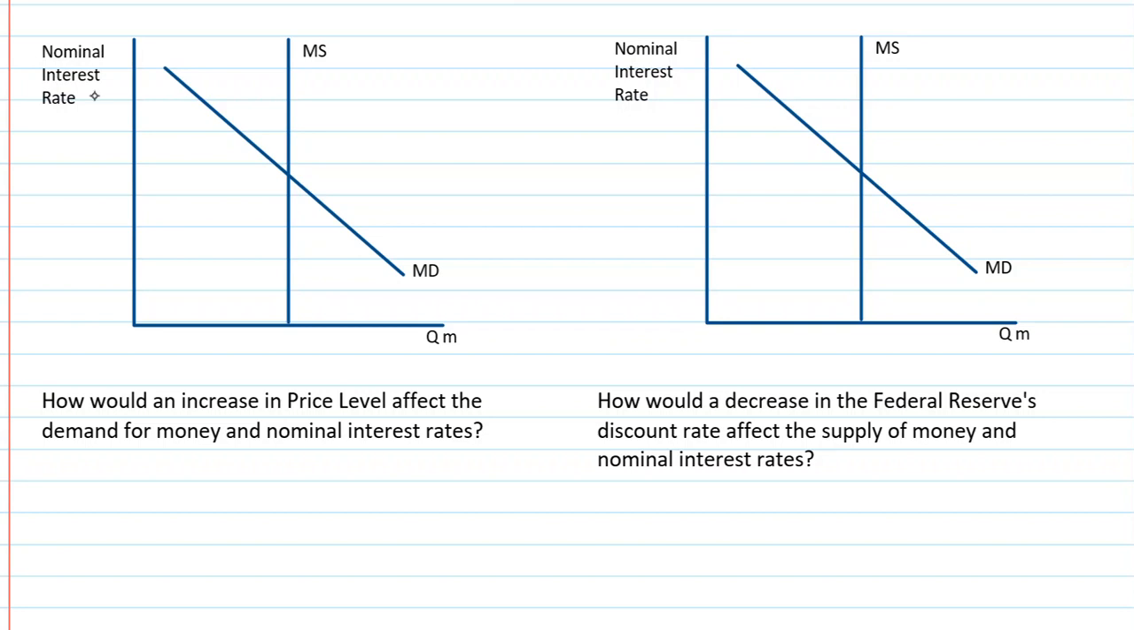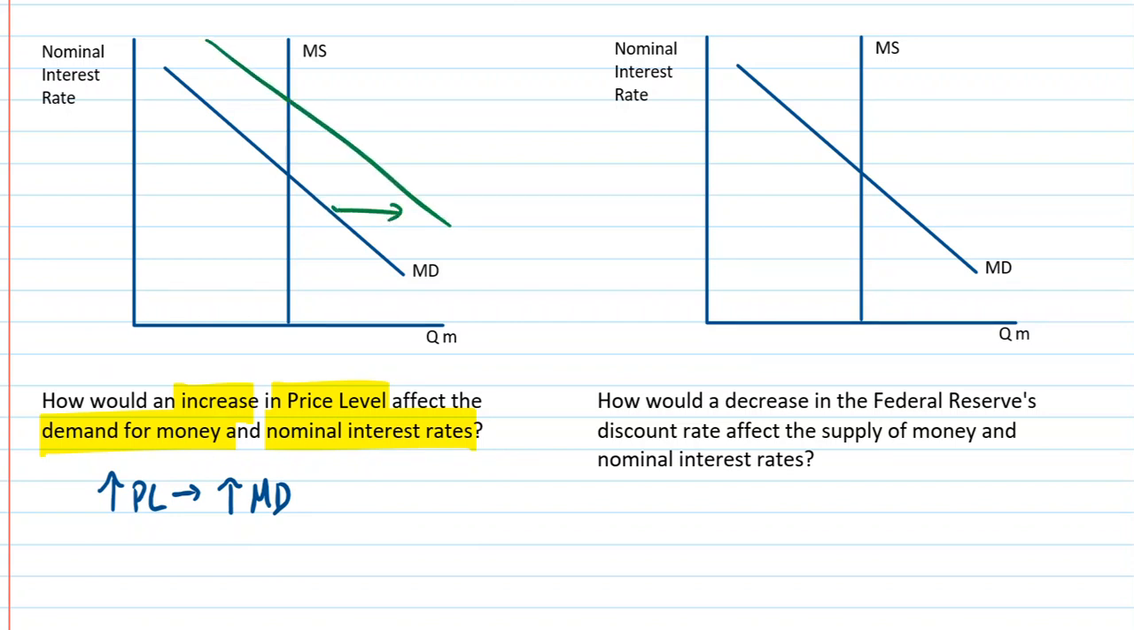Okay, so in our first example here, we have: how would an increase in price level affect the demand for money and nominal interest rates? This one pretty much gives it away. We just spoke about it right before we came down to these practice problems. Increases in price level affect money demand and therefore increase our money demand, which creates a rightward shift of the money demand curve.